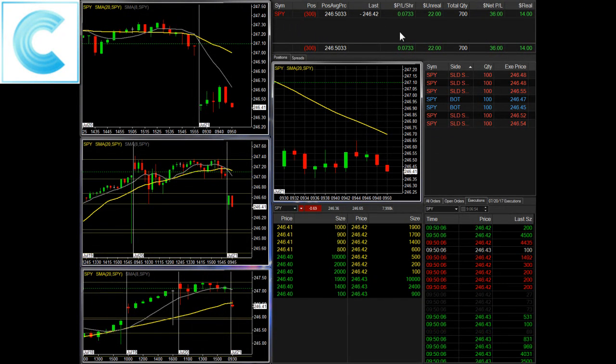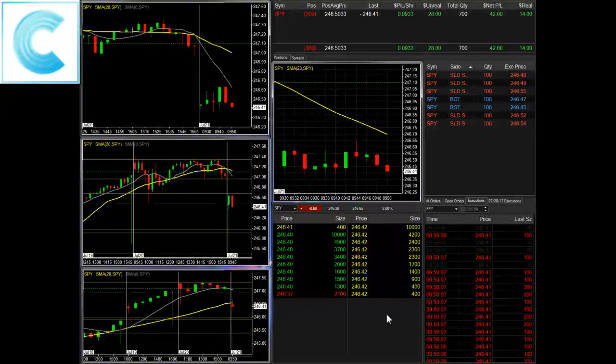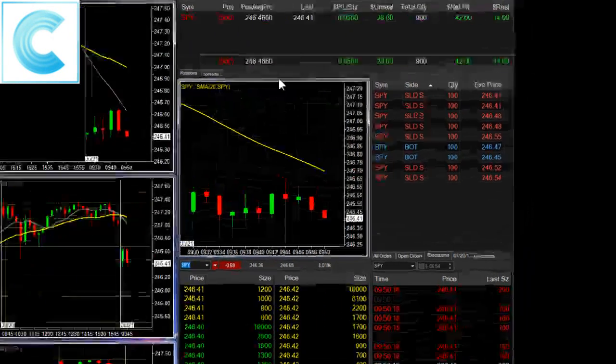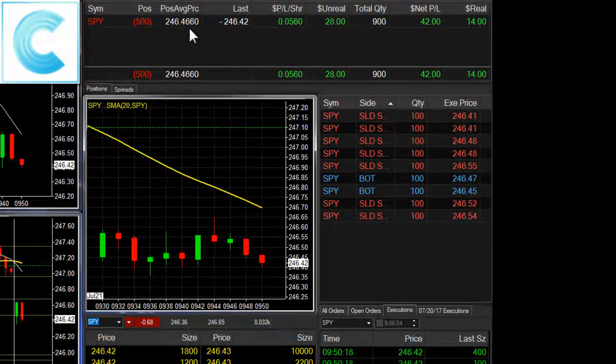Alrighty, so we got a little bit of downside movement here, and it's challenging the low of this period. So I'm going to add 200 more shares. I'm now up to 500 shares. My average price is the 46s. Current price is at the 41s.